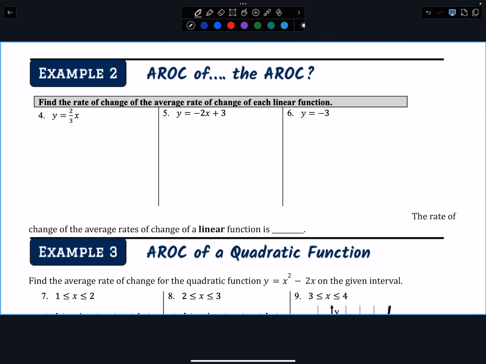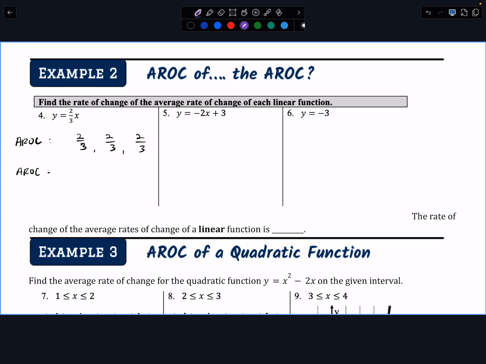So this is what I want to show you guys. If I do the average rate of change once, I get 2/3. If I picked other 2 points, I'd get 2/3 again. If I pick 2 other points, I get 2/3 again. Now, just for fun, what if I want to do the rate of change of the rate of change? So what that means is, I'm going to do it a second time.